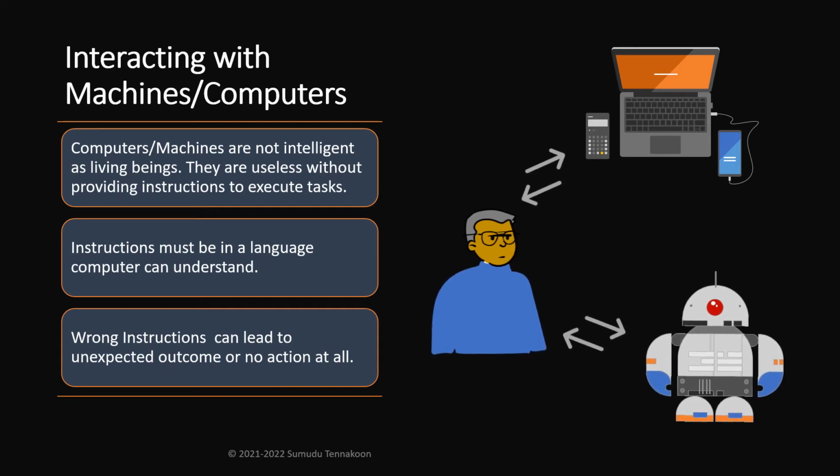Computers or machines are not intelligent by design as living beings. They are useless without being given instructions to execute the tasks we want them to perform. Those instructions must be in a language computers can understand. Wrong instructions can lead to an unexpected outcome or no action at all.